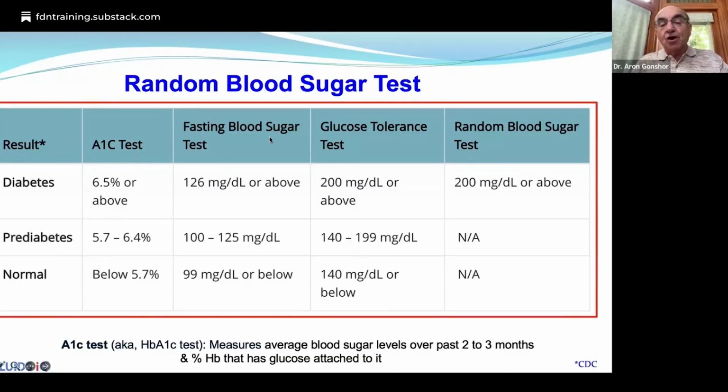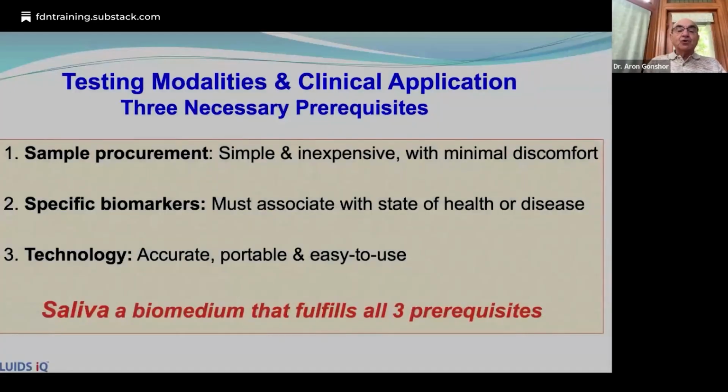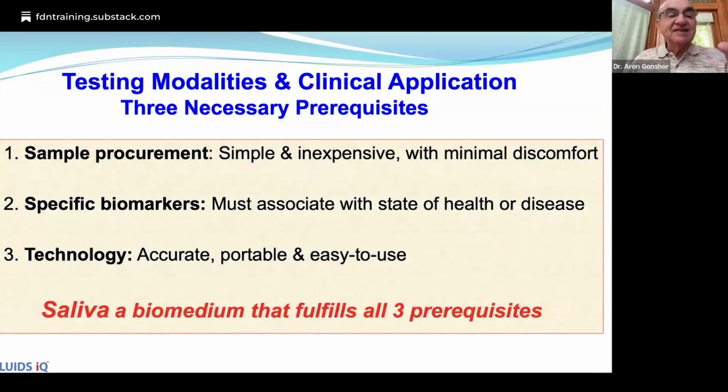And here I'm showing all of the other types of testing. You test for fasting blood sugar or glucose tolerance testing, etc. Today, these are the tests that are normally done in blood, but that's not what we're going to be stressing today.